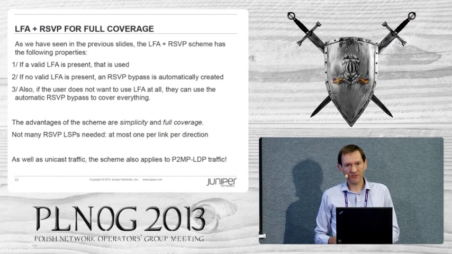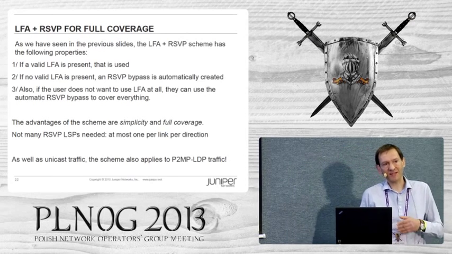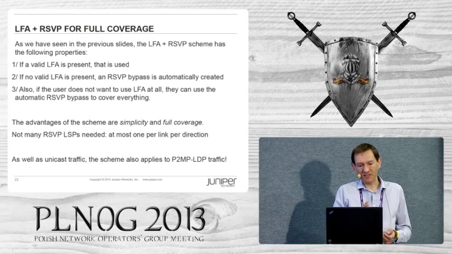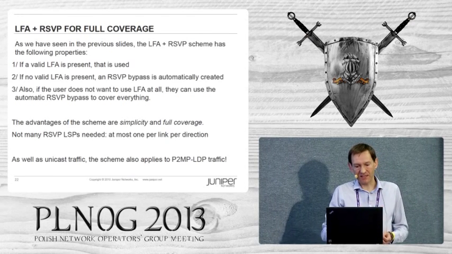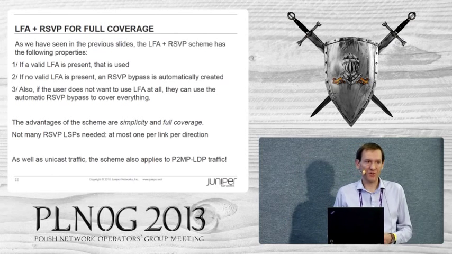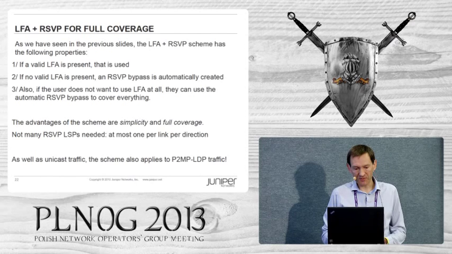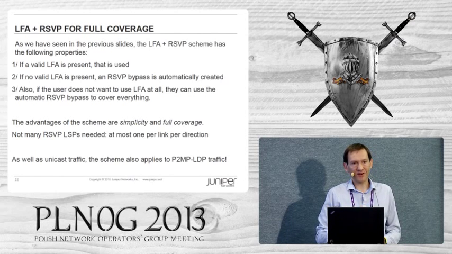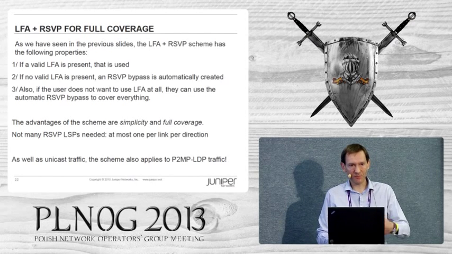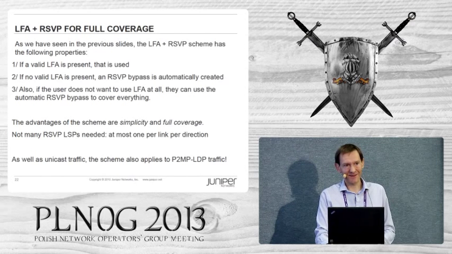In terms of the number of Rsvp LSPs needed, it's not many either, because at most, even if you had 0 LFA coverage, at most you'd need 1 Rsvp LSP per link per direction. So if you've got a couple of hundred links in your network, that's a few hundred Rsvp LSPs, which is not many at all. Now, an interesting property of this scheme: I've been talking so far about unicast LDP traffic. In fact, the scheme also applies to point-to-multipoint LDP traffic, and so that's what I'll talk about next, how we use the scheme for the point-to-multipoint LDP traffic as well.